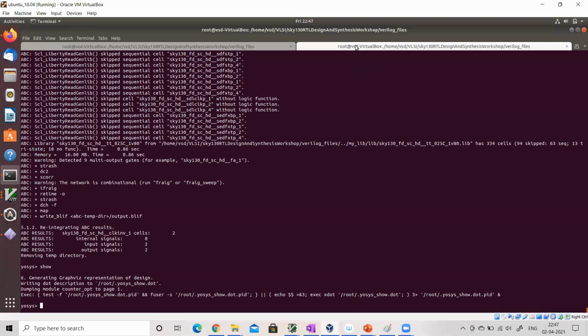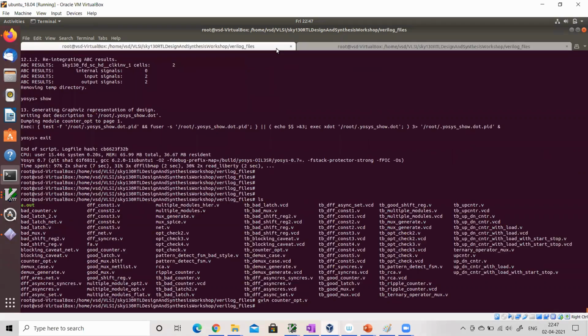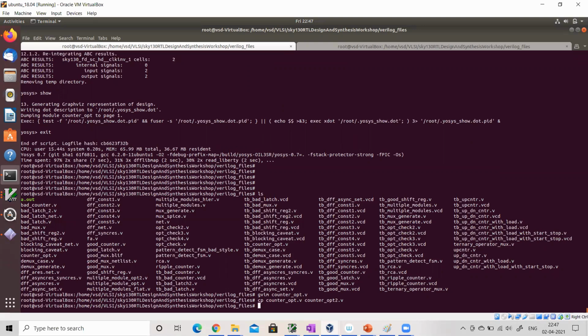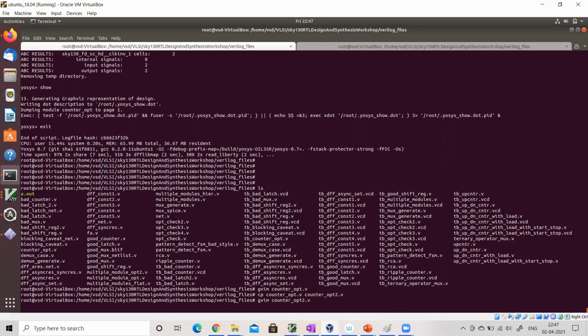Now what I'm going to do, I am going to modify this RTL. Okay, I'm going to do it on the fly here. So cp counter_opt to counter_opt2.v, then gvim counter_opt2.v.